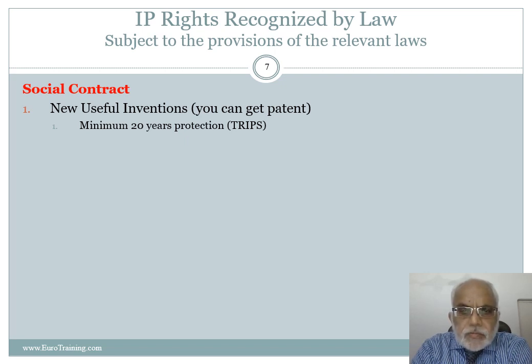To inventors, for example, you disclose what you have invented, the unique new thing that you invented, and the law will give you 20 years exclusive right to use your invention and profit from the invention. And after 20 years, this invention will go into public domain. Anybody can use it. And during these 20 years also, people can study it.